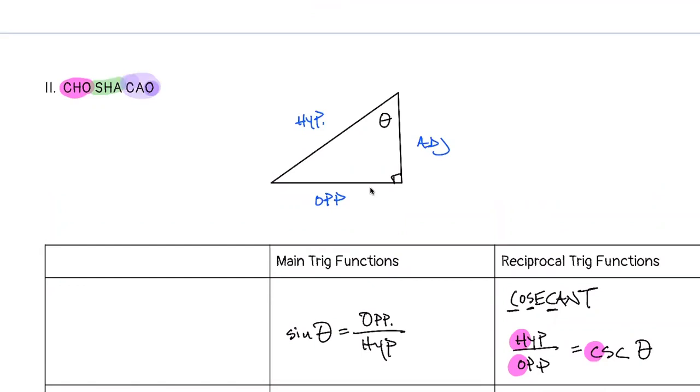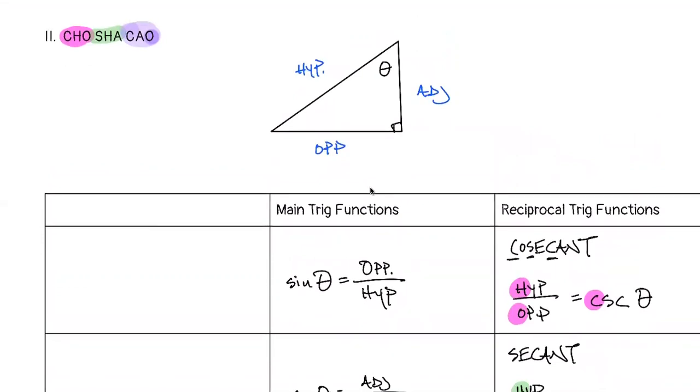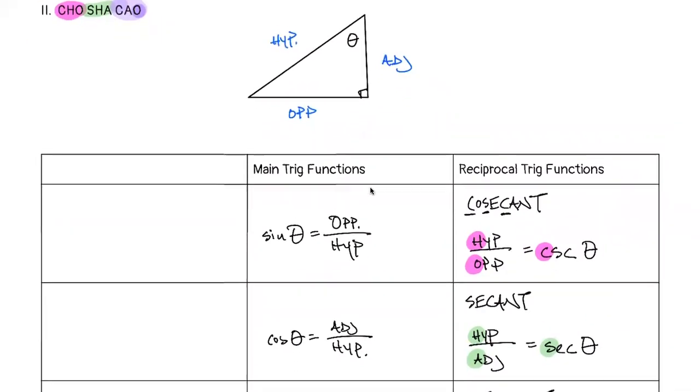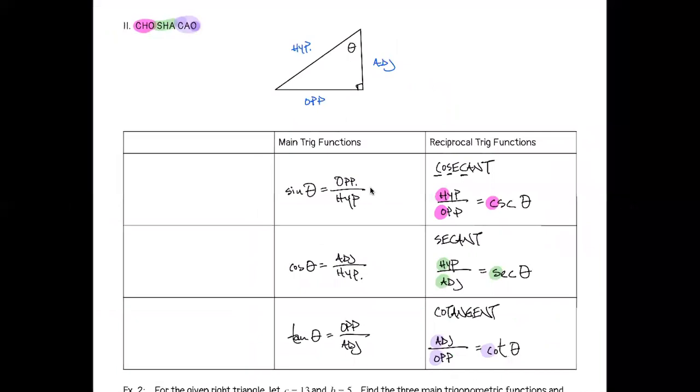So this is from once upon a time, I don't even remember what year this was, but I had some students that were like, let's come up with our own way of remembering the reciprocal trig functions, and they came up with Chosha-Kao. That's it. Okay, so just like people have a right to make up things like SOHCAHTOA, you have a right to make up other acronyms that will help you remember things, all right? Yes, mathematical revolution. I love it.